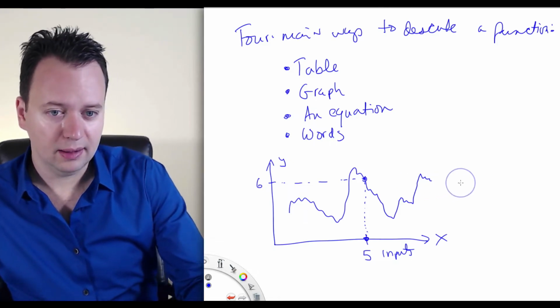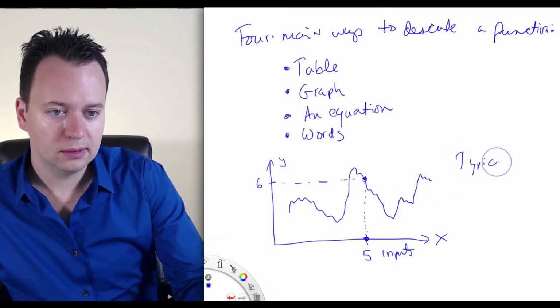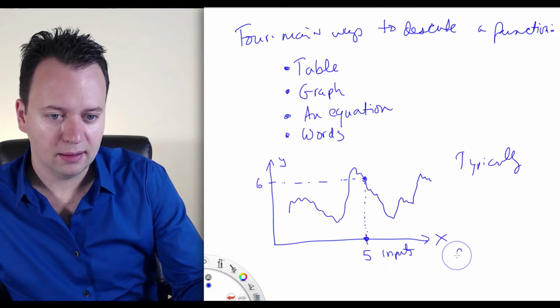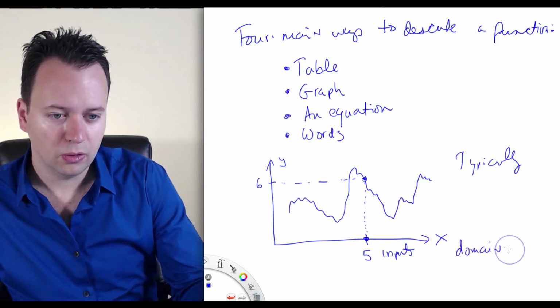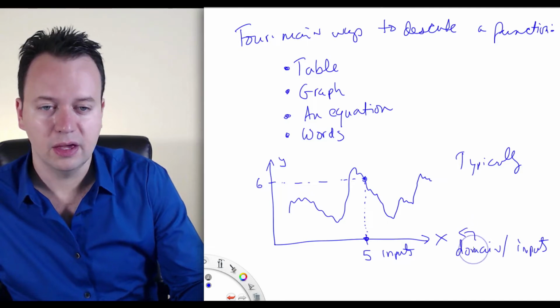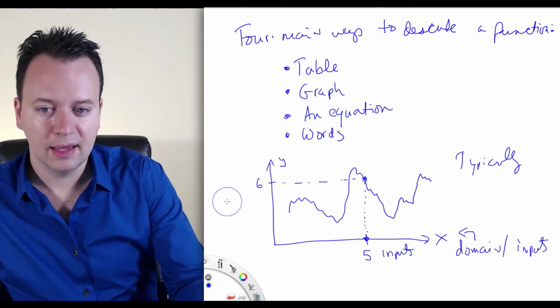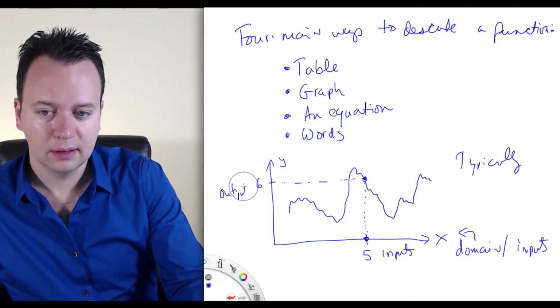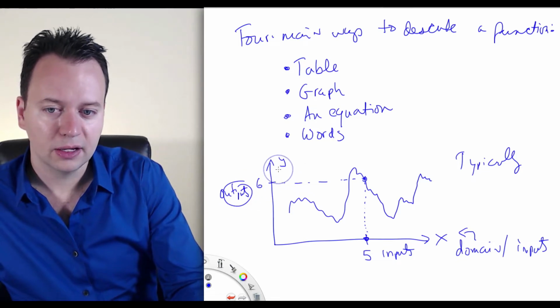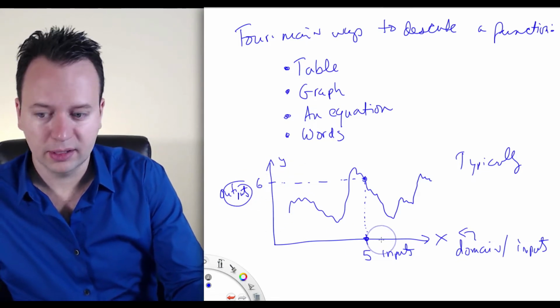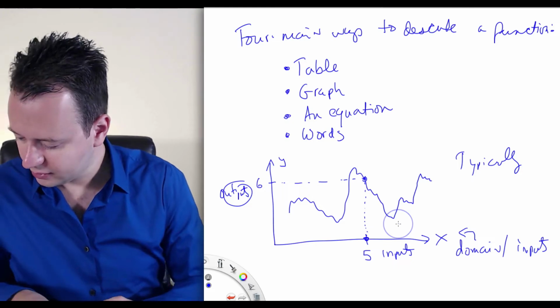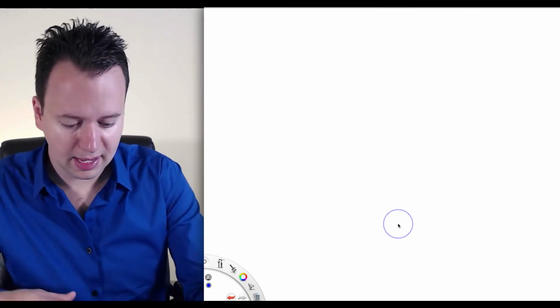So typically, the domain or the inputs are down here on the horizontal axis, and then the outputs are on the vertical axis. So the output is y and the input is x. So let's see a few simple examples.